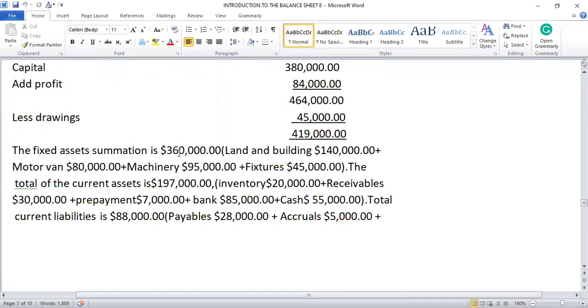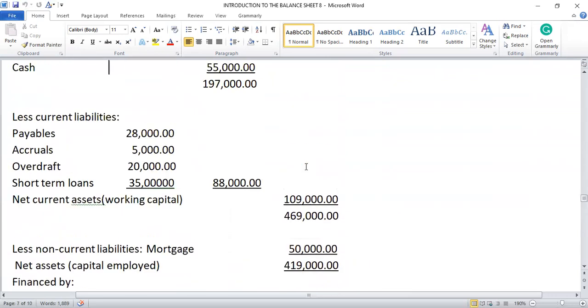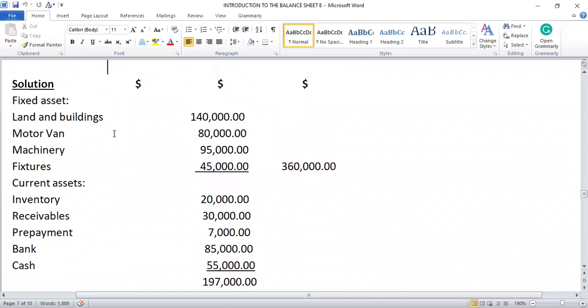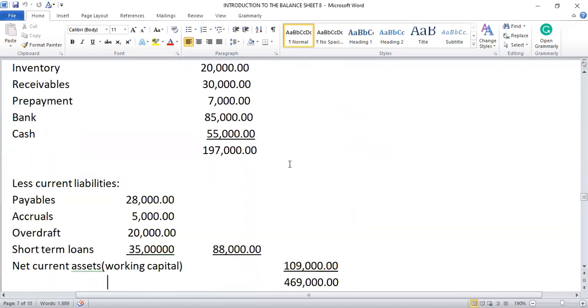I'm just explaining it. The fixed asset summation is $360,000, which is land and buildings, $140,000, plus motor van, $80,000, plus machinery, $95,000, plus fixtures, $45,000. So I'm talking about this figure, the fixed assets. This is $360,000. How do we arrive at this $360,000? It's land and buildings, $140,000, plus motor van, $80,000, plus machinery, $95,000, plus fixtures, $60,000. So we arrive at the total of the fixed assets.